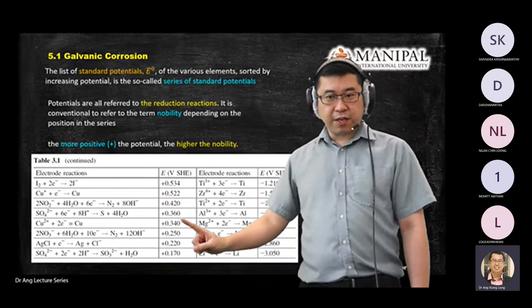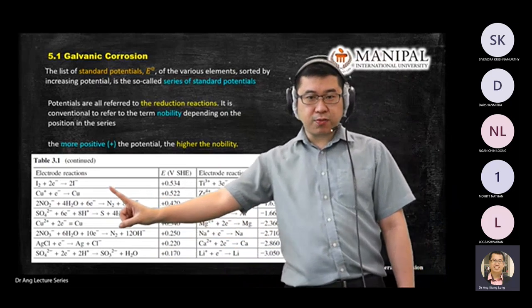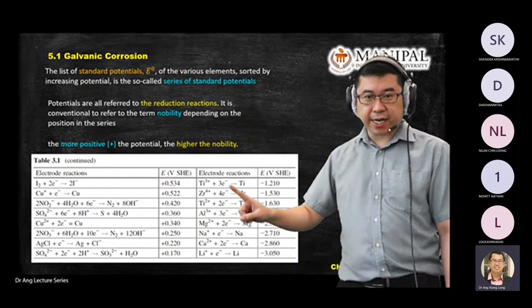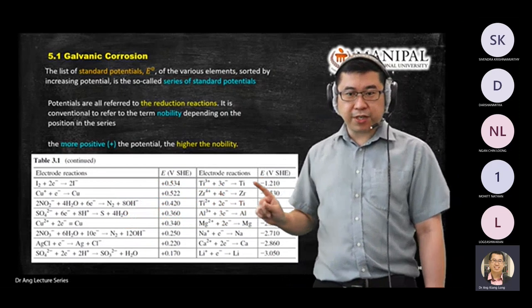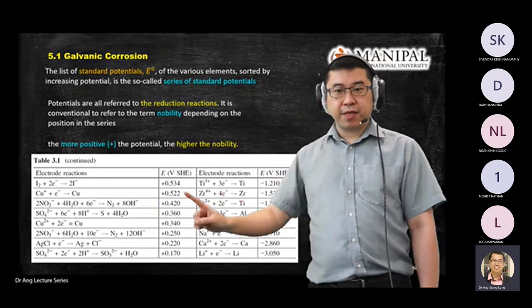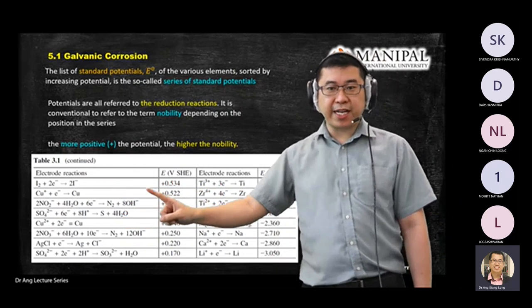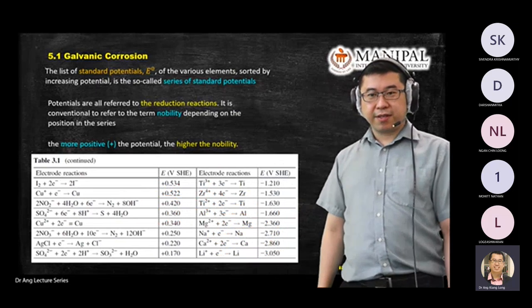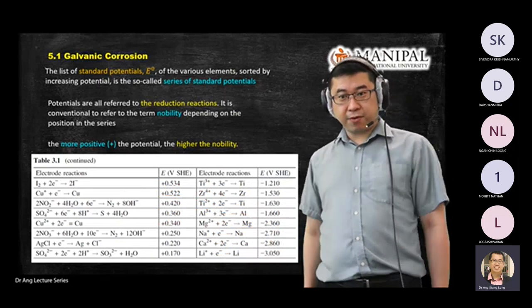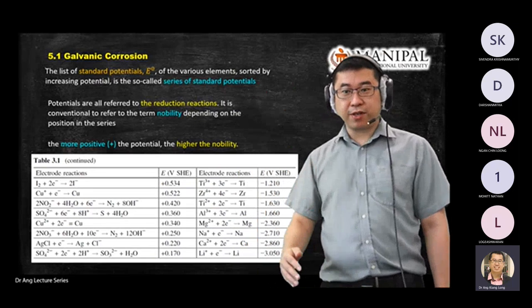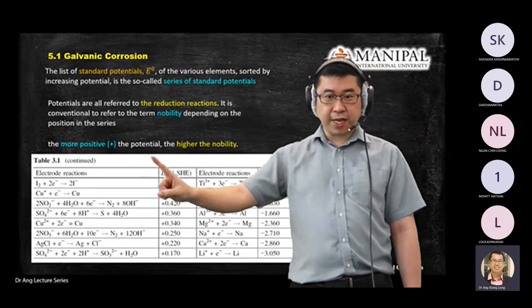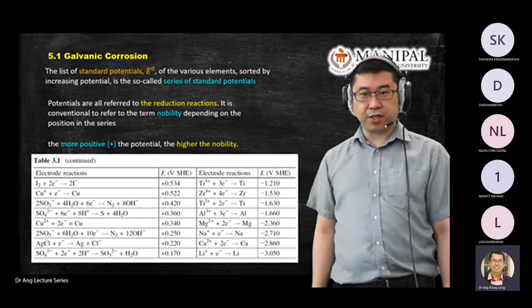So if you have two metals, let's say this first item and second item here, one is positive charge, one is negative charge. If you connect these two metals together, can you see the nobility level? Which one is on the top, which one on the bottom? If you take this one and this one, can you imagine?